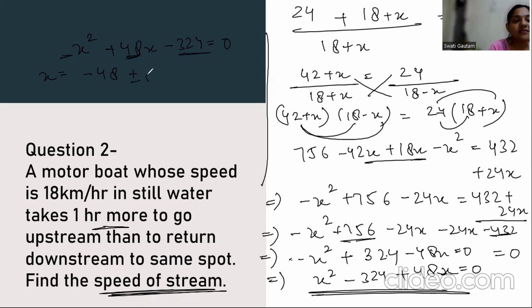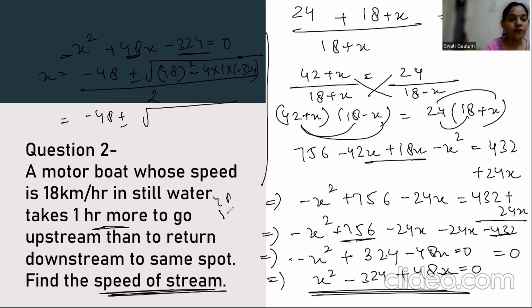So minus b plus minus under root b square minus 4 into 1 into minus 324, complete under root, by 2a. 2a, a is 1, so 2 multiply 1 is 2. Now minus 48 plus minus under root. What is 48 square? So we will do 48 square.